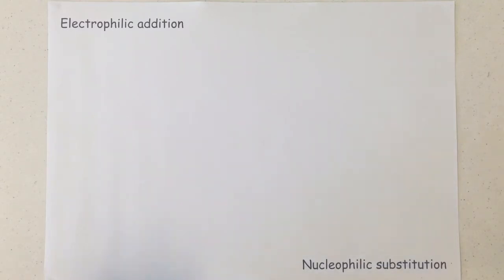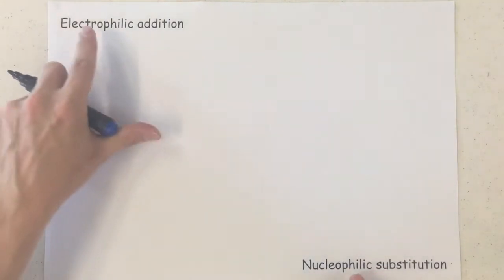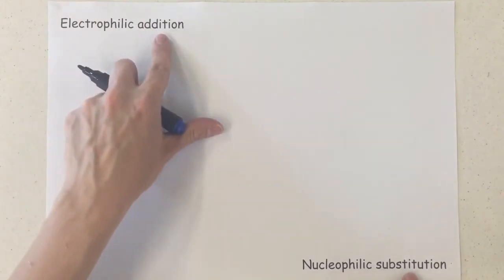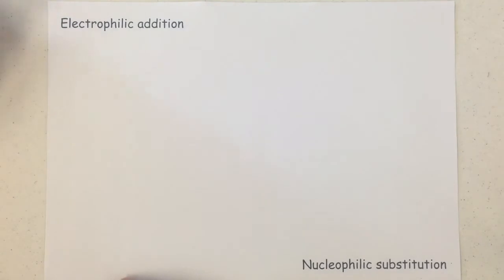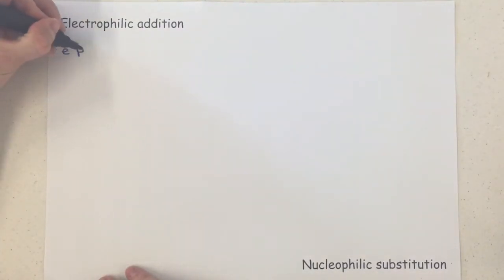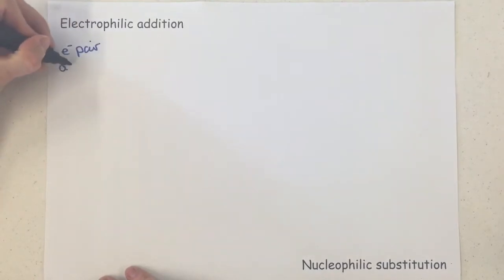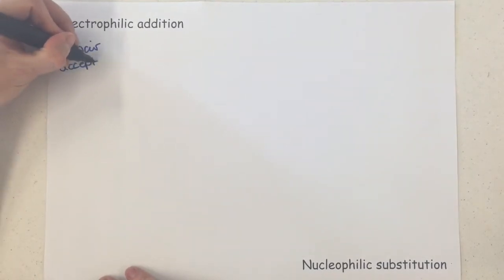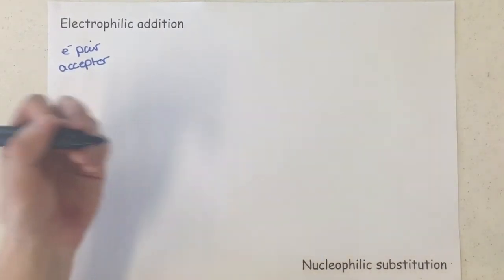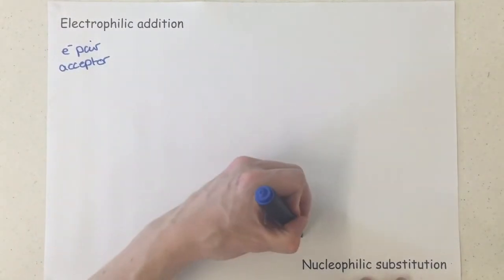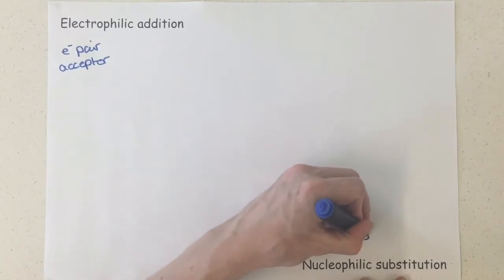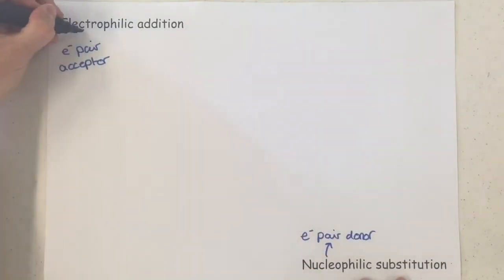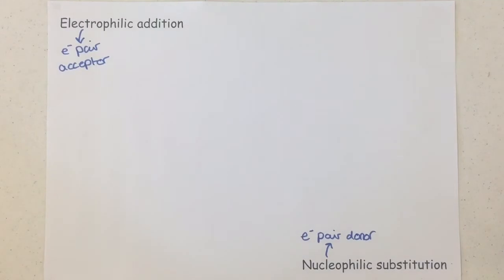So to begin with then, let's have a look at the two different names. We've got electrophilic and nucleophilic, and addition and substitution respectively. So electrophilic, remember this means it involves an electrophile. And an electrophile is an electron pair acceptor. Whereas a nucleophile in nucleophilic substitution is an electron pair donor. That's important to get us started off with.